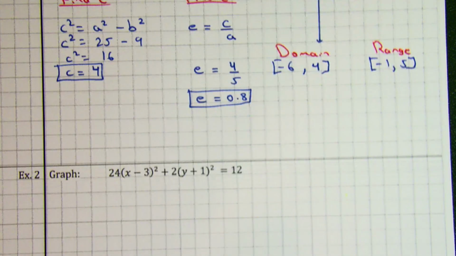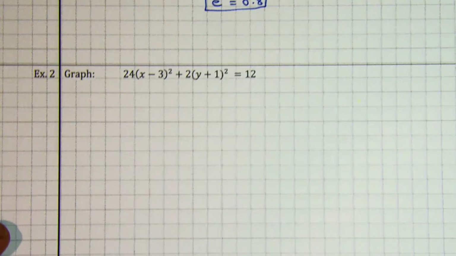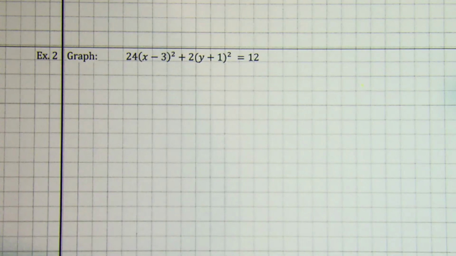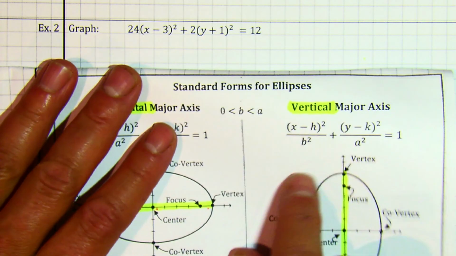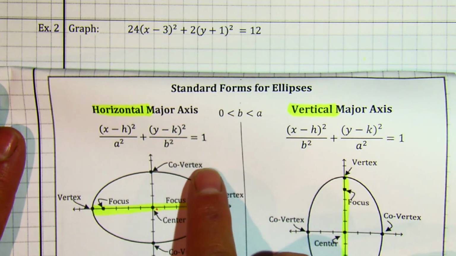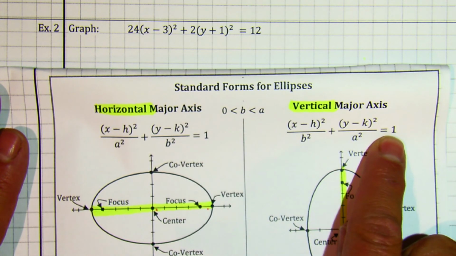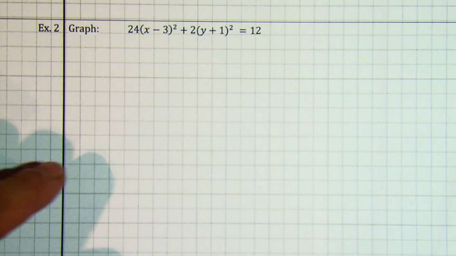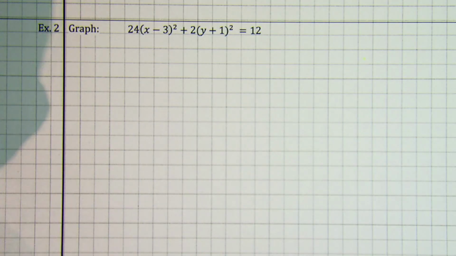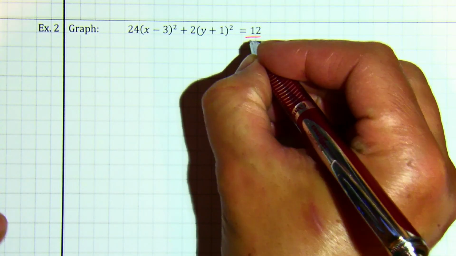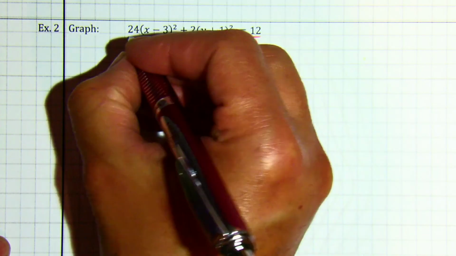Example number 2. Go and copy it down, and we'll start once you are ready. We'll pause it. So for an ellipse, the formula that we are looking for has to be in the following form. This is the standard form, where we have it equal to 1. So therefore, I need to figure out what I can do to make it equal to 1. I should divide by 12. So I divide both sides by 12, or each of the terms by 12.